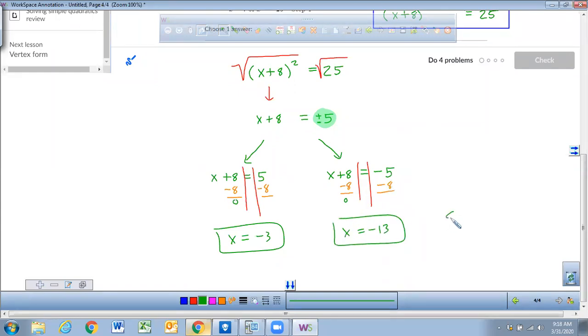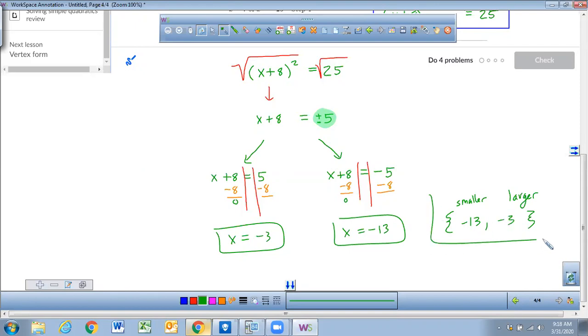So what's my solution set? What's my smaller and larger zeros? That's a horrible bracket. Try it again. There we go. My smaller zero is negative 13. My larger zero is negative 3.